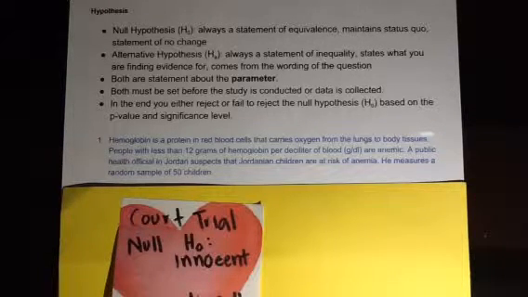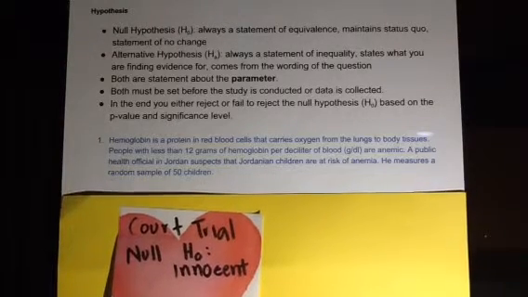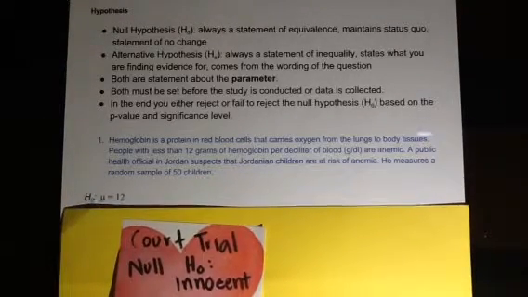Now we state our hypotheses before anything begins. Our null hypothesis is always a statement of equality, and it's a statement of status quo. So it should be that people are not anemic, or that it is the way it's supposed to be, which is 12 grams per deciliter. So our H0 would be mu is equal to 12.